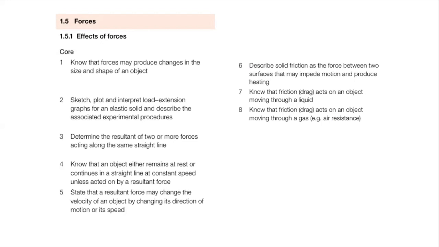Number four, know that an object either remains at rest or continues in a straight line at constant speed unless acted on by a resultant force. Number five, say that a resultant force may change the velocity of an object by changing its direction of motion or its speed. Number six, describe solid friction as the force between two surfaces that may impede motion and produce heating.